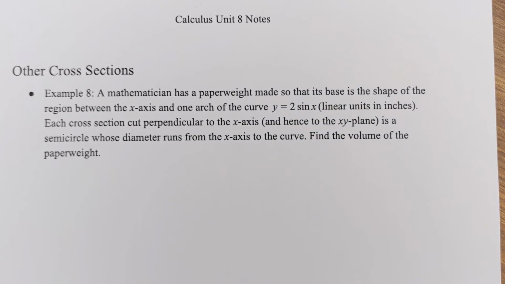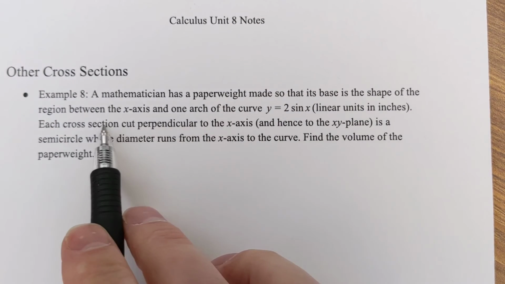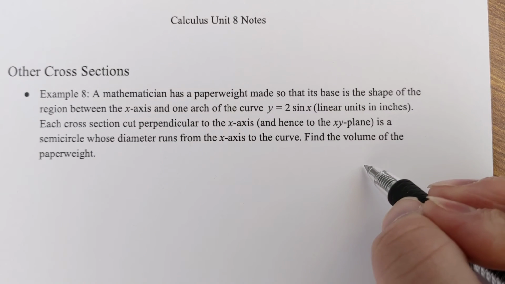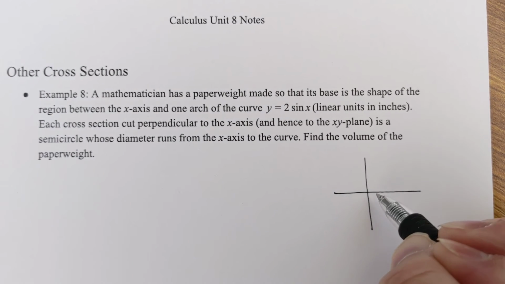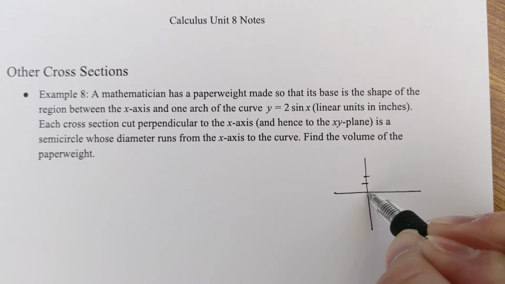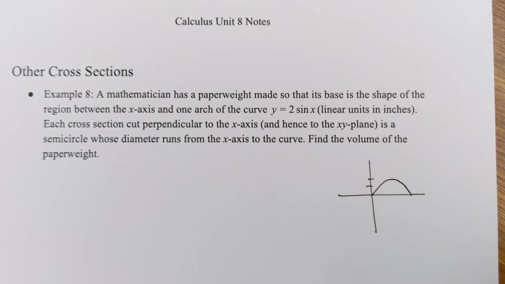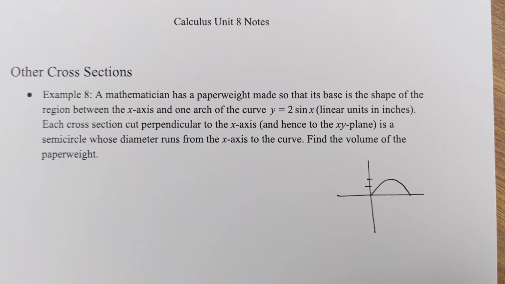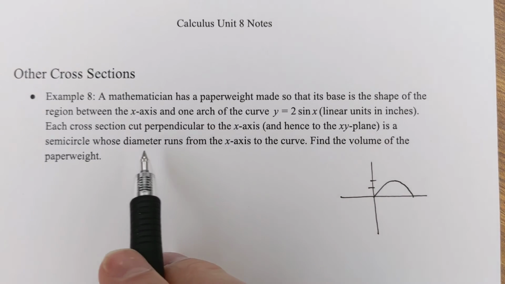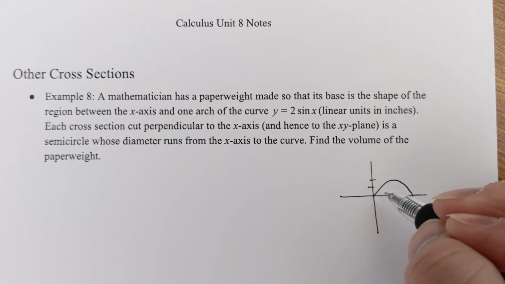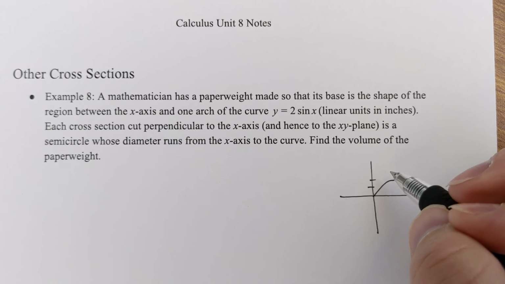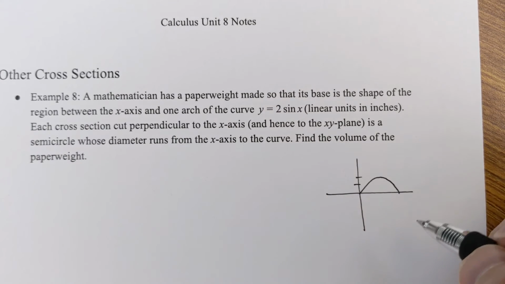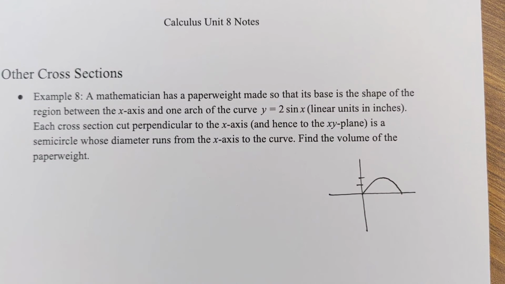Okay, last one. A mathematician has a paperweight made so the base is the shape of the region between the x-axis and one arch of the curve y equals 2 sine x, in inches. What that's going to look like will be something like this. Each cross-section cut perpendicular to the x-axis is a semicircle whose diameter runs from the x-axis to the curve. Okay, so let's see here.